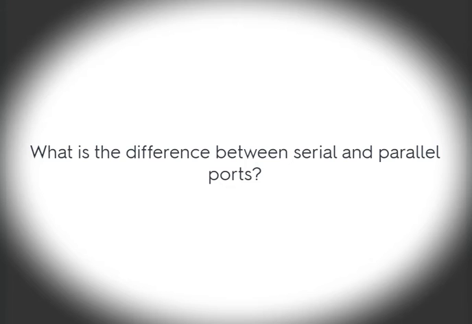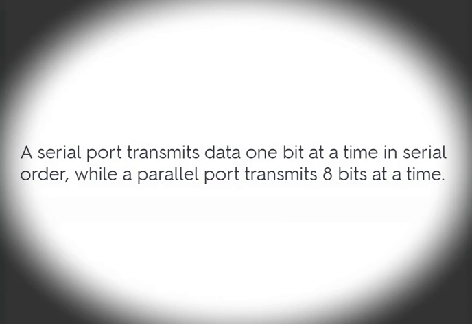What is the difference between serial and parallel ports? A serial port transmits data 1 bit at a time in serial order, while a parallel port transmits 8 bits at a time.